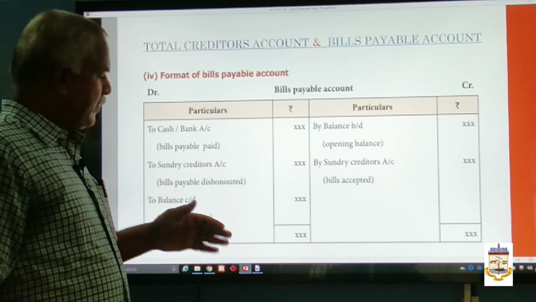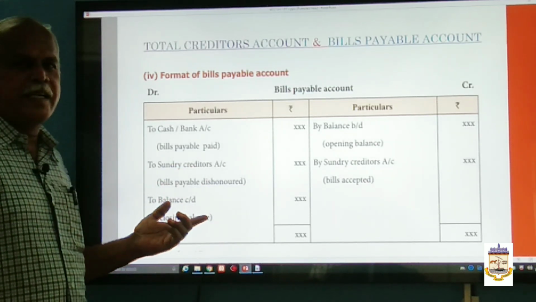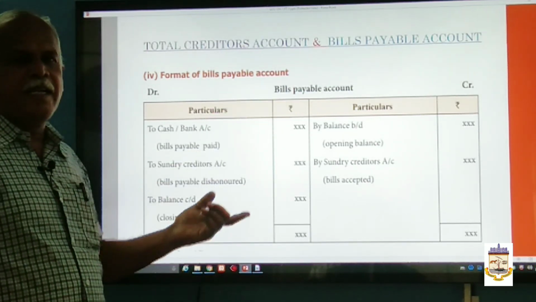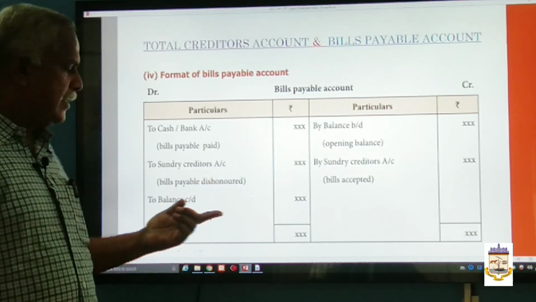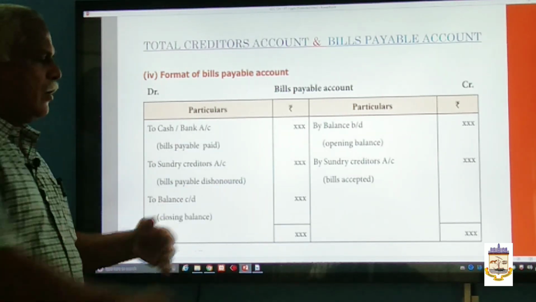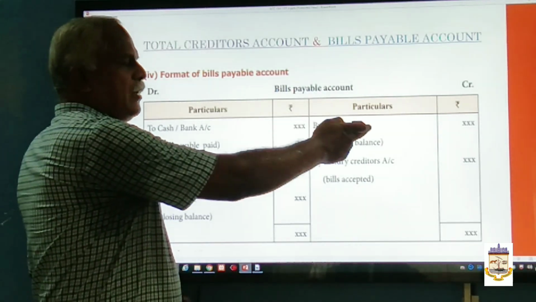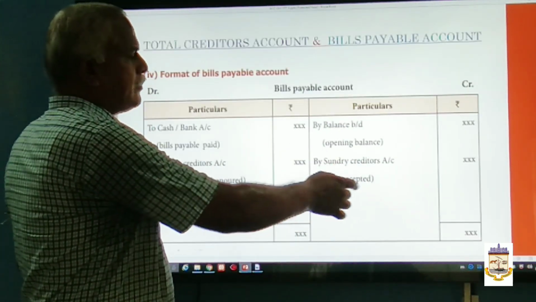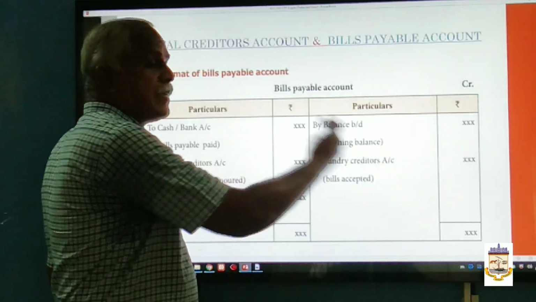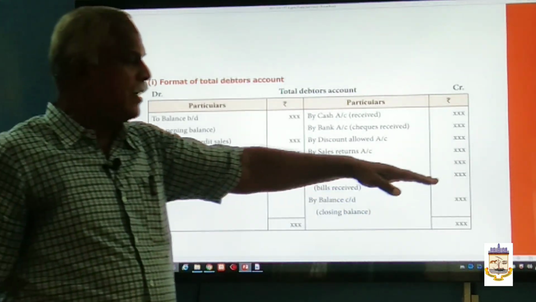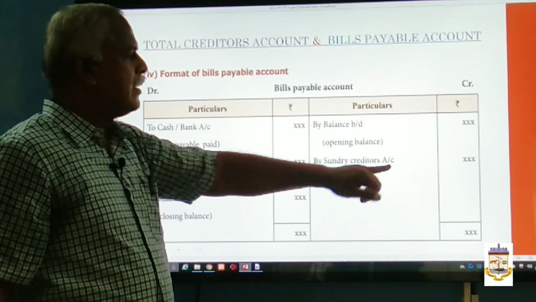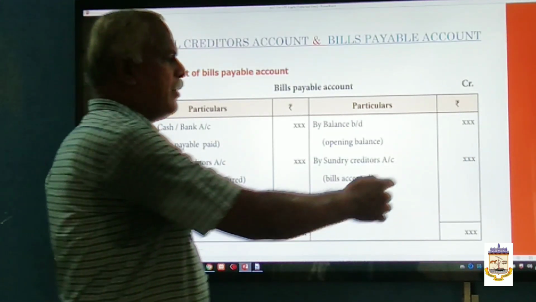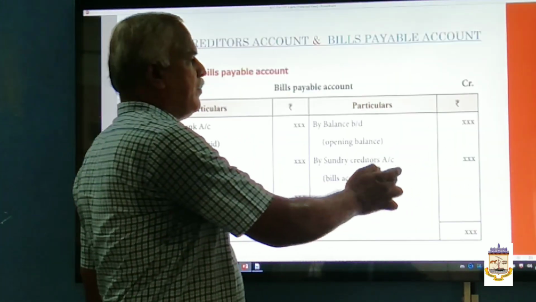Such type of accounts. And then closing balance of bills payable at the end of the year. Bills payable balance at the end of the year is reflected along with the other items and the opening balance. If you balance, you will get sundry creditors, bills accepted during the year. Total bills accepted during the year is arrived here. This is the figure we need to find out.